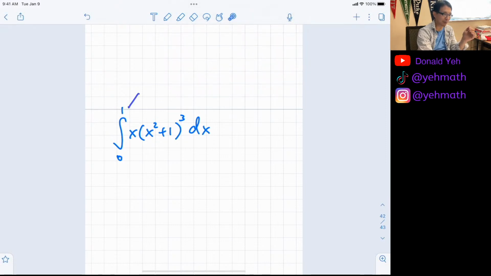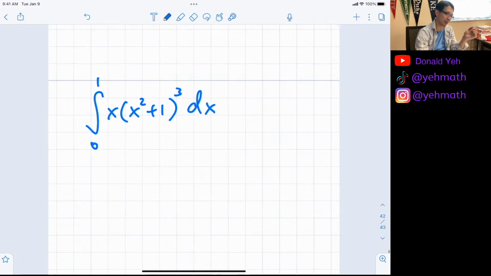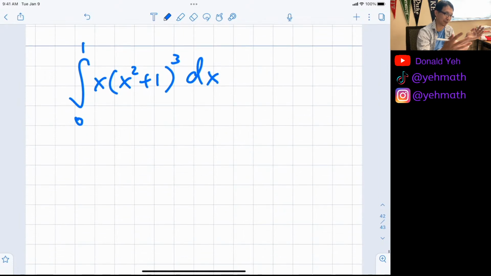On multiple choice, you can even just convert this, and you would get half correct because sometimes they don't even ask you to do the integral. It's just like which of the following is correct.